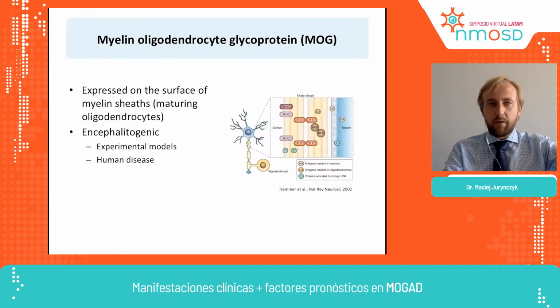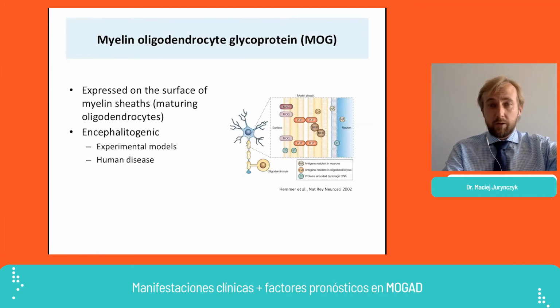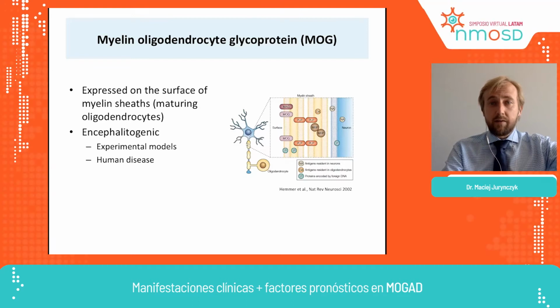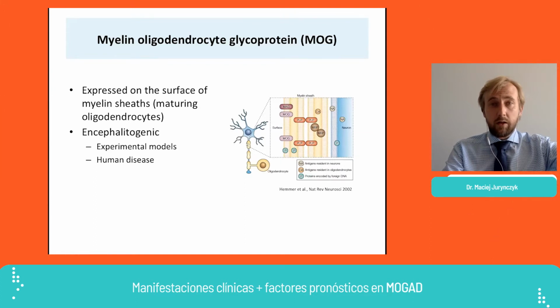MOG stands for myelin oligodendrocyte glycoprotein. It is a minor constituent of the myelin with a role that has not been fully elucidated as yet, but it is very relevant from the immunology point of view, probably because it is expressed on the outermost surface of the myelin sheaths. Therefore, it is accessible to antibodies and to other effectors of the immune system. MOG has been repeatedly shown to be encephalitogenic in animal models, and it turns out it is also a target of autoimmunity in humans.